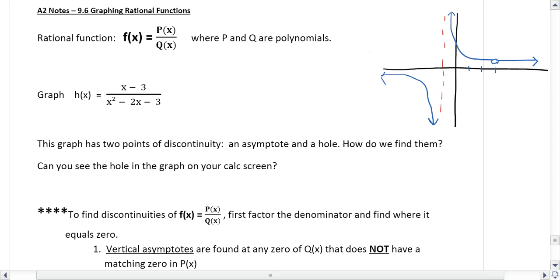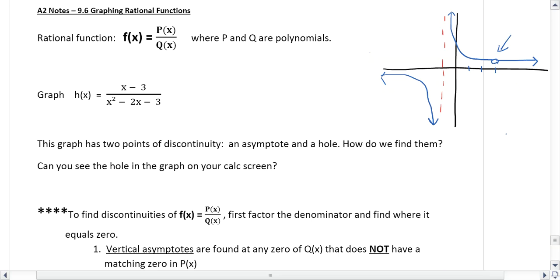The graph on your calc screen should look something like my sketch. And I just want to point something out. This graph does have 2 points of discontinuity. It does have an asymptote and it does have a hole in the graph. But how do we find them? And of course we talked about this in the last video. You cannot see this hole in the graph on your calc screen. But I know it's there, so I'm pointing it out to you.